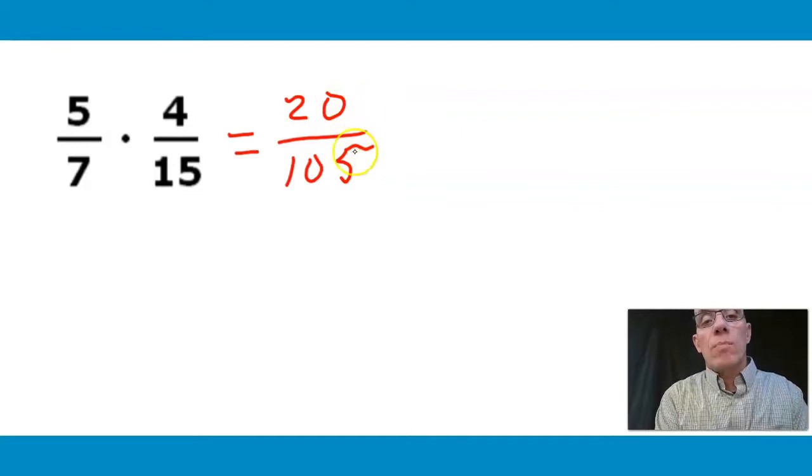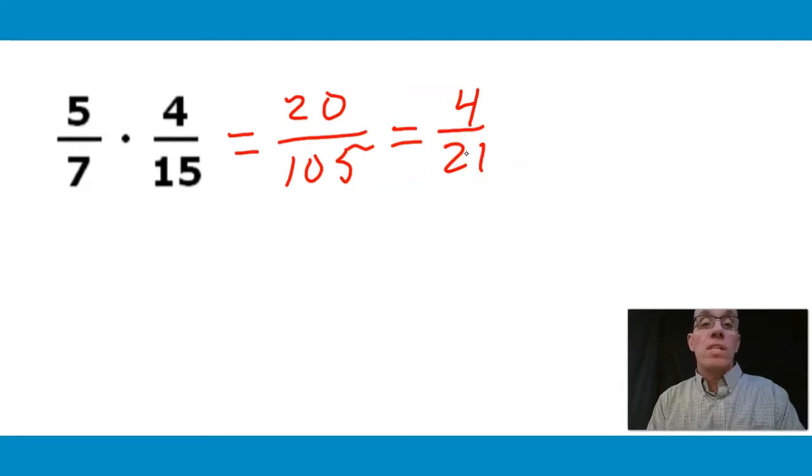Top and bottom are both divisible by 5, so if I divide the top by 5, I get 4. If I divide the bottom by 5, I get 21. But there is a simpler way of doing this, and this is called simplifying before you multiply. So if I take that same problem, and I look at my numbers on top, my numerators, and my denominators, I can find a common factor either right on top of each other or across from each other. And in this case, that 5 and 15 are both divisible by 5.